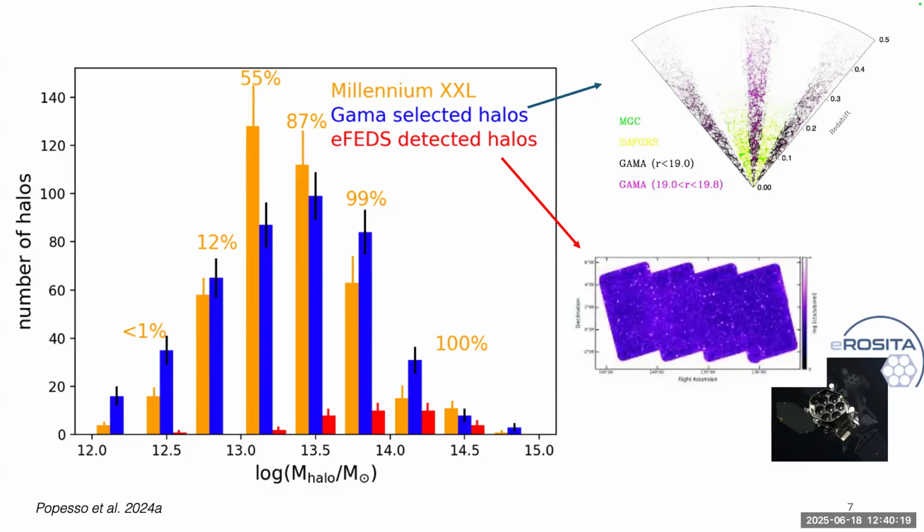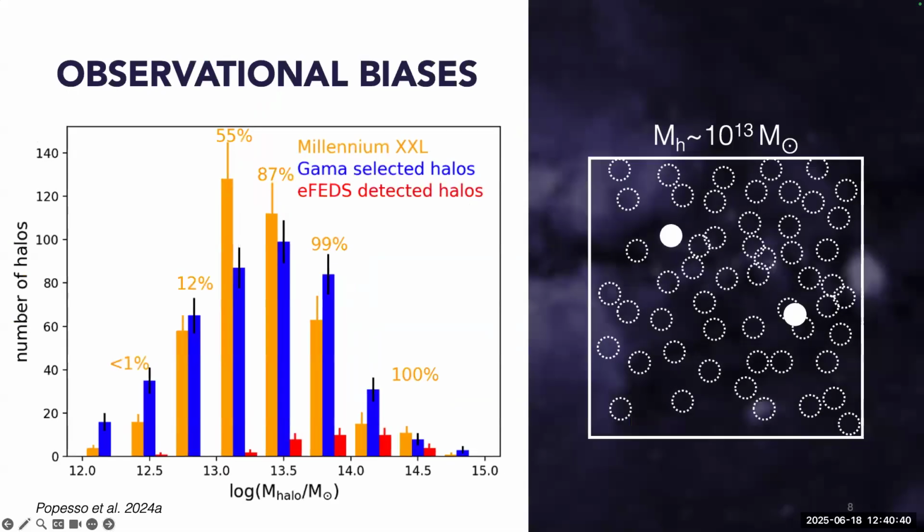So galaxy clusters are completely there, fully there. But the galaxy group scale, which is the scale that we're interested in, is very shallow, and we're really missing most of the population. That's clearly an observational bias that we need to overcome.